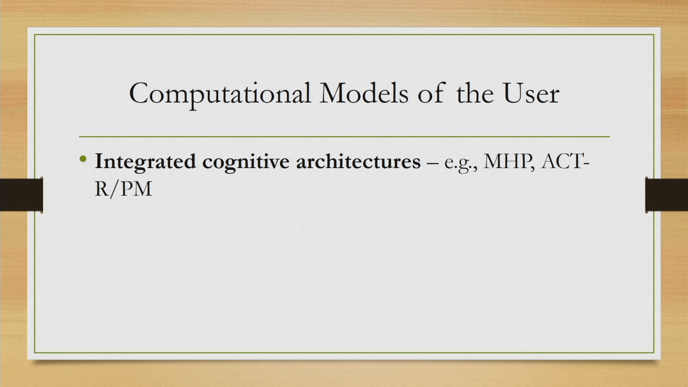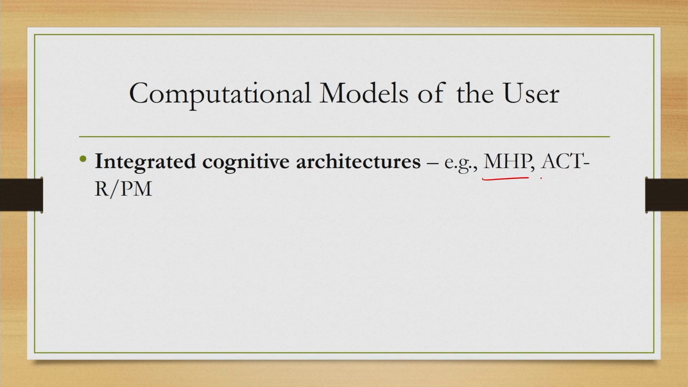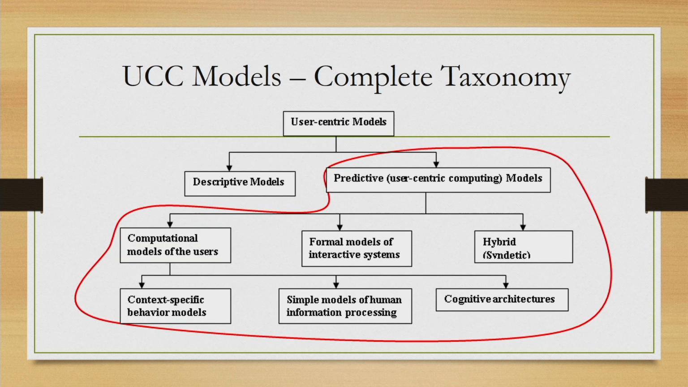The third category is integrated cognitive architectures. These are models that try to represent the entire human cognition. For example, the model human processor, the ACT-R model, there are many such models. So, if you recollect, in the previous lecture we started with a very basic taxonomy of models, that is descriptive model and predictive model. Now, today we have been introduced to many other types. So, together we can come up with a complete taxonomy of user centric models.